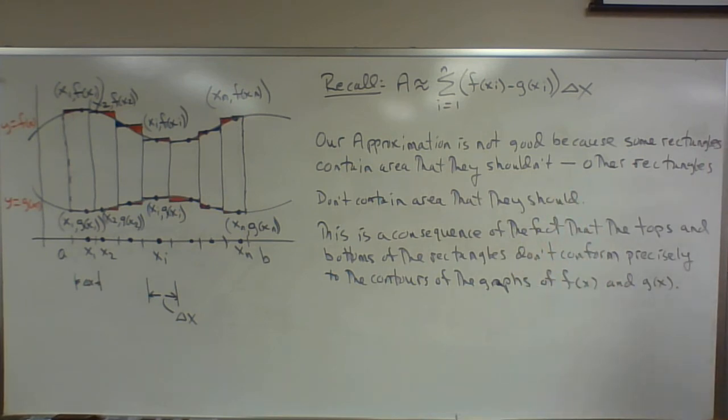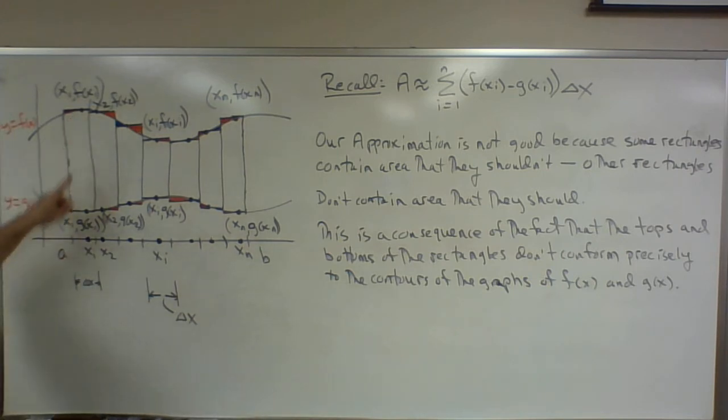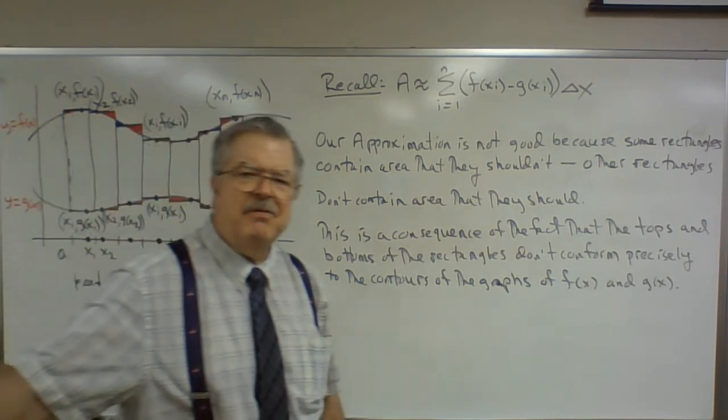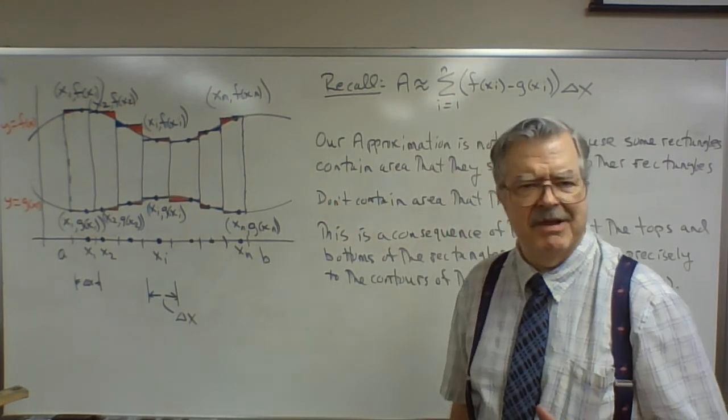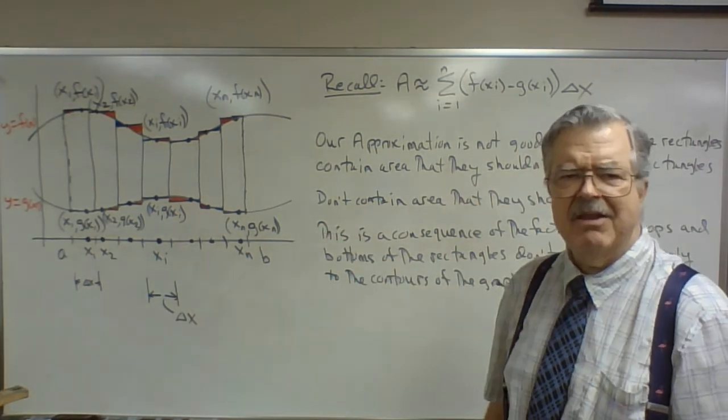And now here's my observation. This is a consequence of the fact that the tops and bottoms of the rectangles don't conform precisely to the contours of the graphs of f of x and g of x. And how could they? The tops and bottoms of our rectangles are straight line segments. They're not going to conform precisely to the contours of our graphs, which are not line segments. Nevertheless, we can still probably improve the accuracy of our approximation.